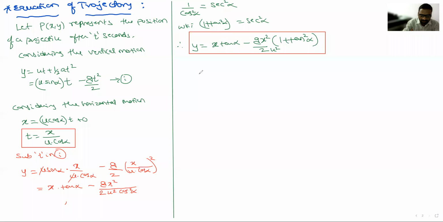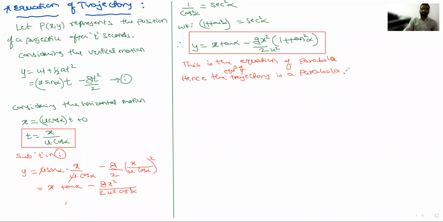Write this down: hence the equation of trajectory is a parabola. This is an important multiple choice question: the equation of a trajectory is a parabola, cylindrical, spherical, or a straight line. It is a parabola. You have to remember this equation. So what have you studied? You have studied vertical motion, horizontal motion, and the equation of the trajectory.